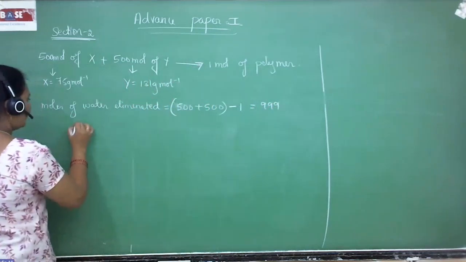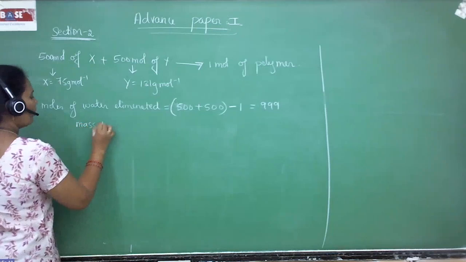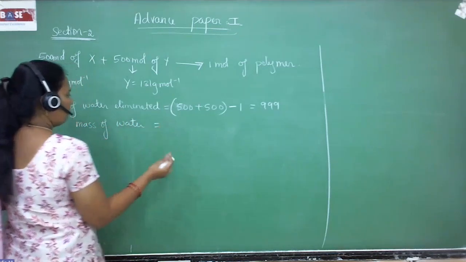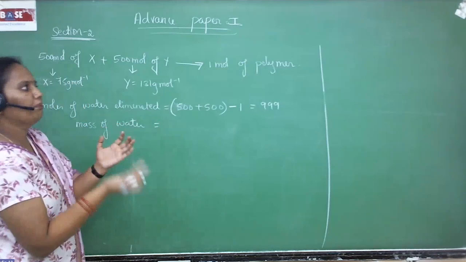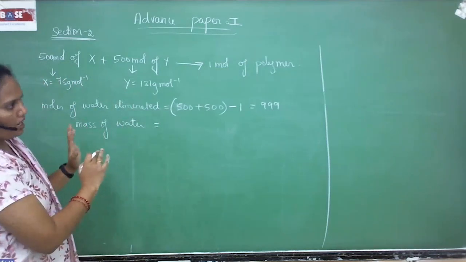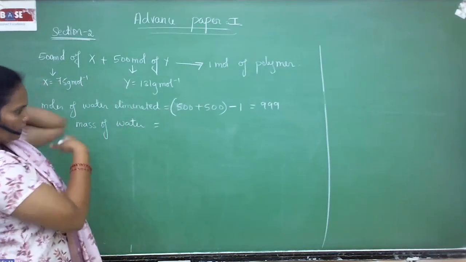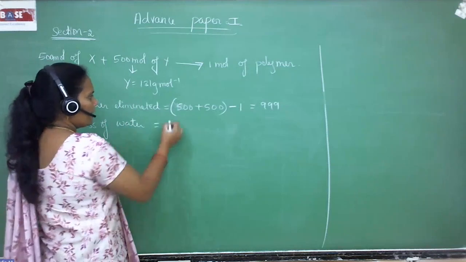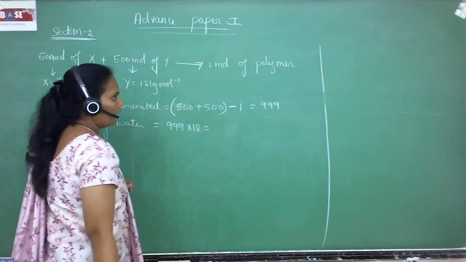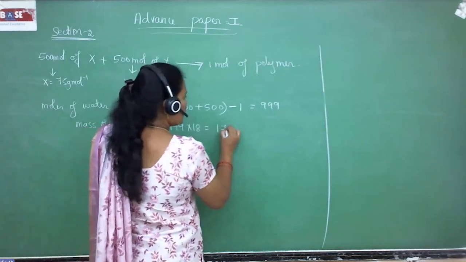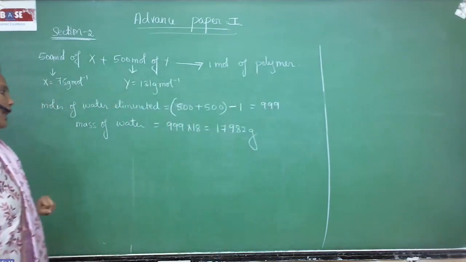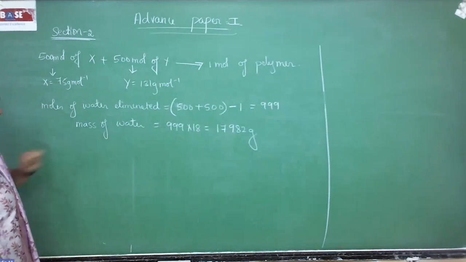Let us find out the mass of water eliminated, because we need to find out the mass of the polymer. We need only the monomer mass. We don't want the mass of the water because that is getting eliminated. Therefore, this is nothing but 999 into 18, which is 17982 grams. This is the mass of water eliminated.